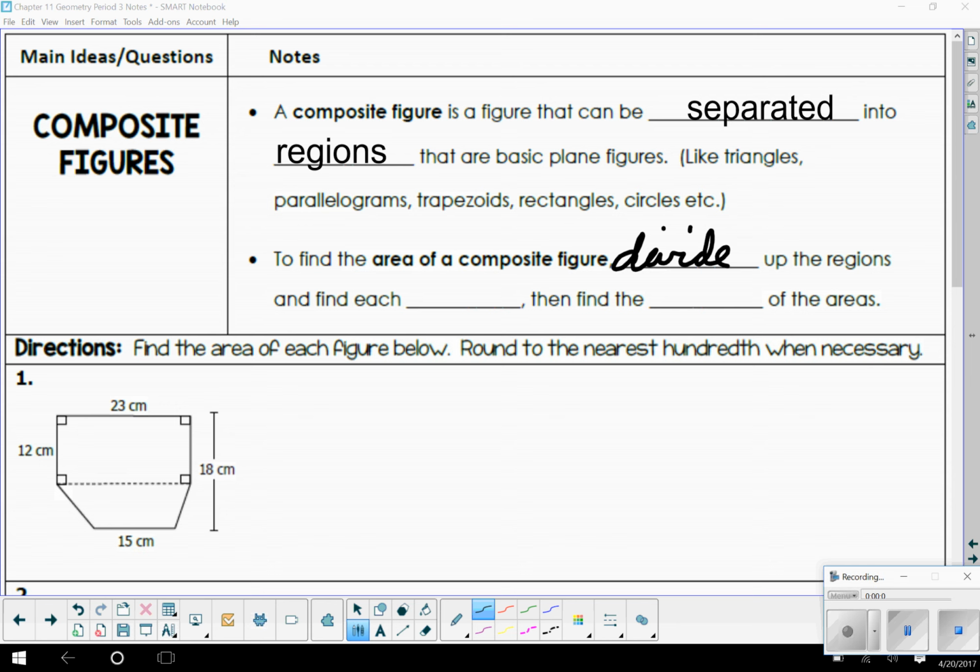Okay. To find the area of a composite figure, divide up the regions and find each area. Then find the sum of the areas.